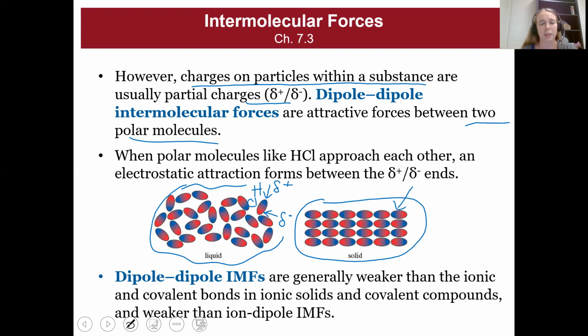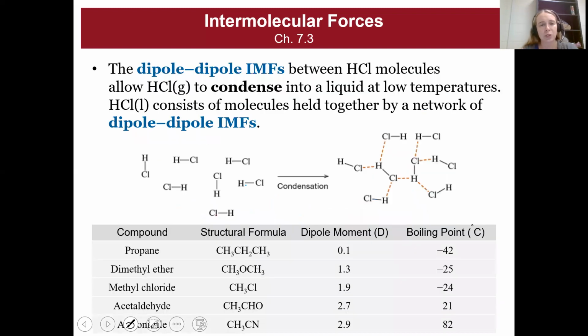So I put ion dipole first, and then dipole, and then we'll keep going. Just another note here, dipole intermolecular forces between the hydrochloric acid molecules, the HCl molecules, allow HCl gas to condense into a liquid at low temperatures. So the stronger the forces are between the molecules, the more likely it is for them to be a liquid at a low temperature instead of a gas.